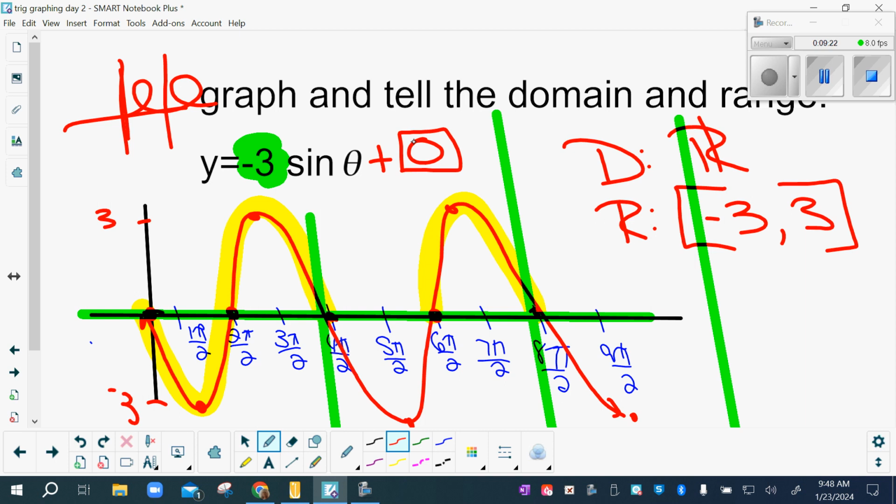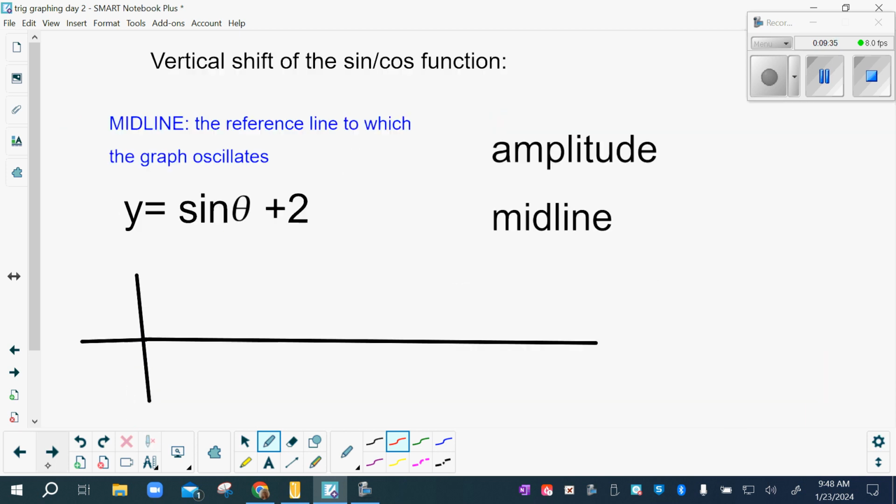So what are we doing today? We're shifting this baby. We're shifting him up and down. We're moving him vertically. A vertical shift. For those of you who learned the H plus K thing, this would be K, right? So here we go. Let's do this. Are you ready?